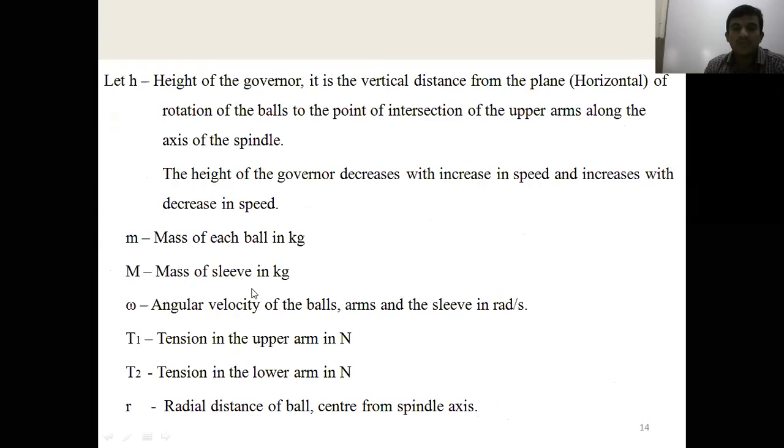Capital M stands for the mass of the sleeve in kg. Omega is the angular velocity of the balls, arms and sleeve. All these parts rotate about the governor shaft axis, in radian per second. Its magnitude is omega equal to 2 pi N by 60. T1 stands for tension in the upper arm in Newton, and T2 stands for tension in the lower arms. Small r stands for the radial distance of the ball center from the spindle axis.